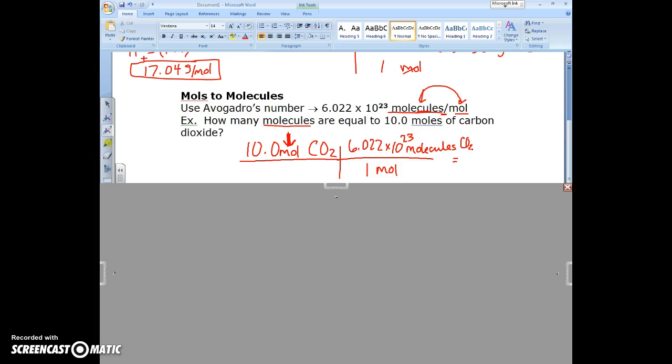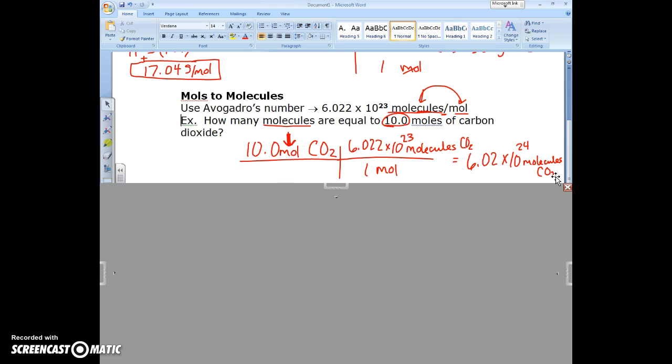Remember, when you use Avogadro's number, the answer will probably come out in scientific notation. Make sure you look to the end of your calculator to get all the points you want. Again, sig figs, look at the number given in the problem, and that's 3. So I need 6.02 times 10 to the 24 molecules of carbon dioxide. That's a lot of molecules. All right.